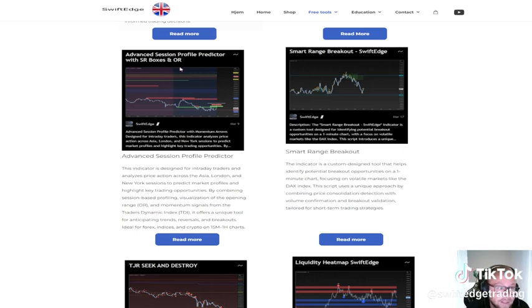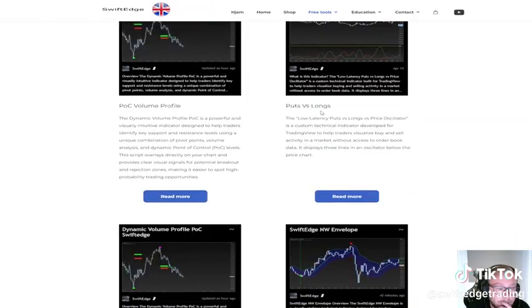You have the advanced session profile predictor. It takes the Asia session, London session, and New York session, and predicts what the pattern has been in Asia and London. Let's say we're trading New York, and it predicts what's going to happen in the New York session based on statistics and on what kind of profile we are running. Are we in manipulation, consolidation, and stuff like that? So it's also pretty powerful.